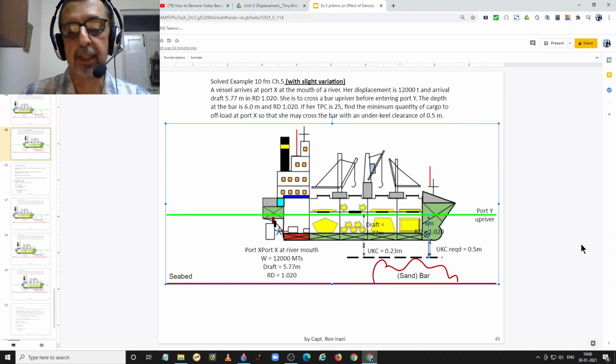Therefore, how much should she discharge? She should discharge something that is equal to the difference between the required underkeel clearance of 0.5 meters and the underkeel clearance that she would have if she did not discharge anything. That is 6 minus 5.77 meters, giving us an underkeel clearance of 0.23 meters. Therefore, she should discharge 0.5 minus 0.23, that is equal to 0.27 meters. She should lighten herself by 0.27 meters or 27 centimeters, and that multiplied by the dock water TPC will give us how much cargo has to be discharged or how much ballast has to be pumped out. So let us see the solution.